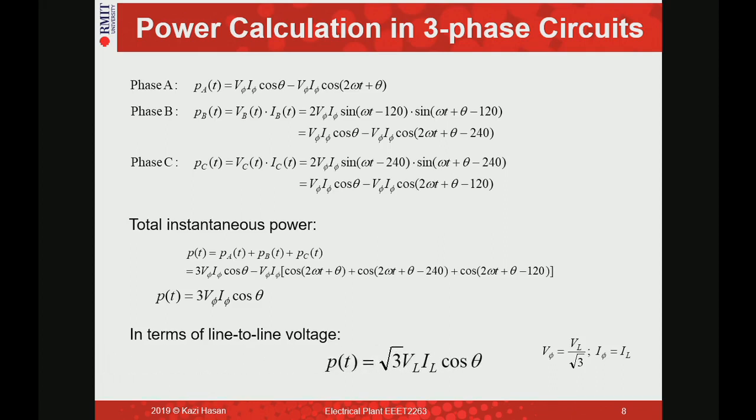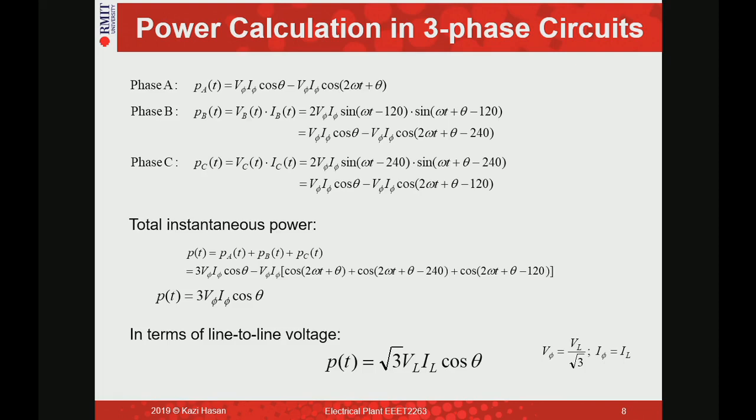So this is phase V phi, I phi, and this is a Y circuit. I phi is the same as I line, but V phi is not. So phase voltage is not a line voltage. If we want to represent it in terms of line to line voltages, then it will be √3 VL IL cos theta.